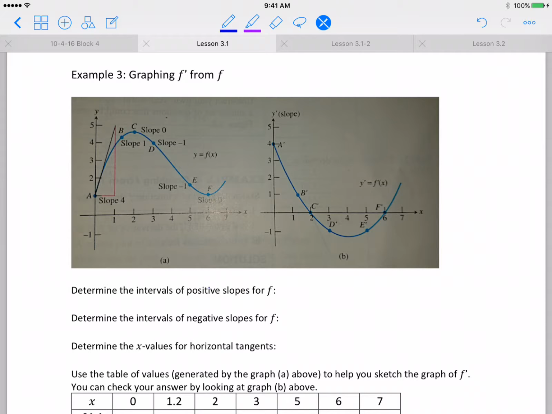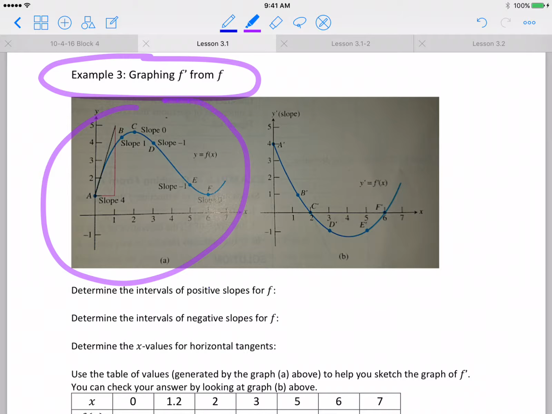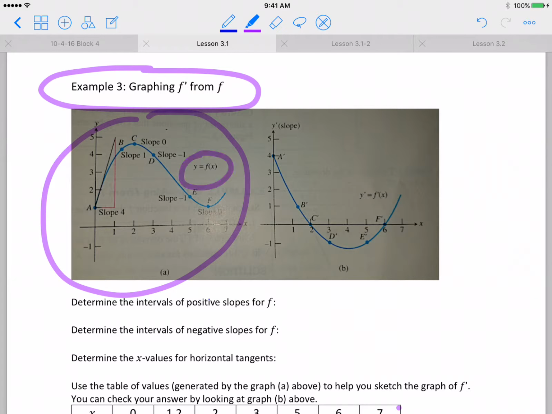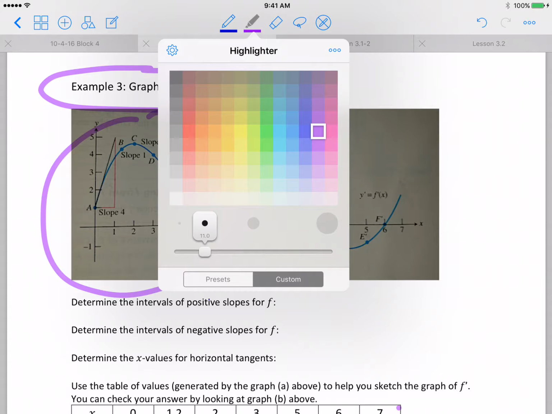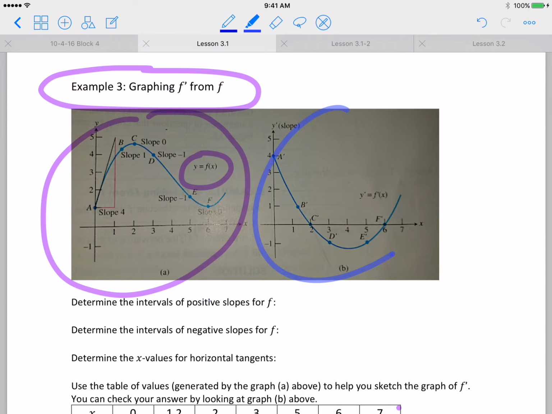All right, on to example 3 from lesson 3.1. The purpose of this example is to show you how to graph the derivative when you're given the graph of the original function f. On the left side, figure A, is the original graph f of x. On the right side, you have the graph of the derivative, but for now, I want you to ignore that. Don't worry about that right now.